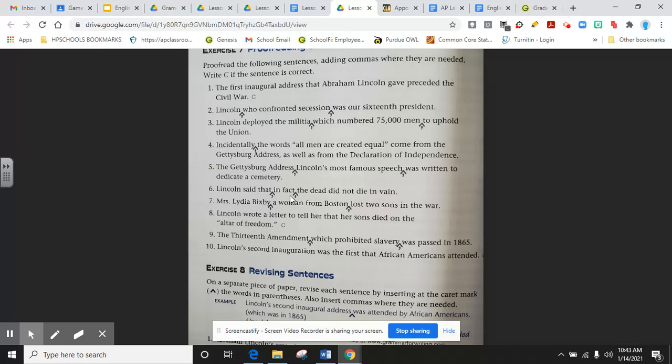Here's where there are little phrases, they're called parenthetical expressions, like a transitional word, like in fact, and we see that here. Lincoln said that, in fact, the dead did not die in vain. This little transitional phrase gets set off with commas. Here again, we see a noun and then additional information about that noun set off with commas. Again, we see this isn't essential. If we were to get rid of this and just had Miss Lydia Bixby lost 2 sons in the war, it's a complete sentence. But a lot of times people add in appositive phrases because they want more information to be put out there about that noun.